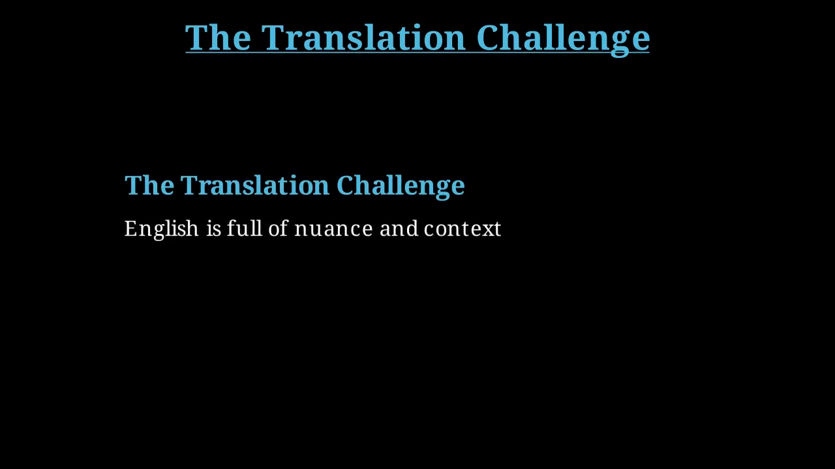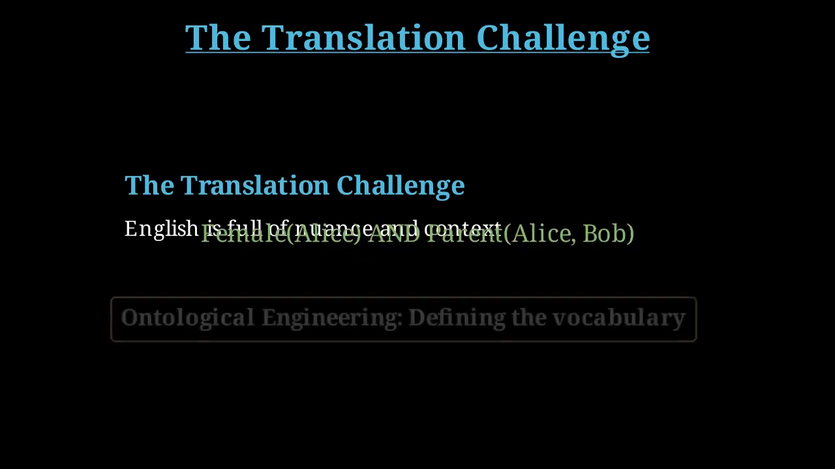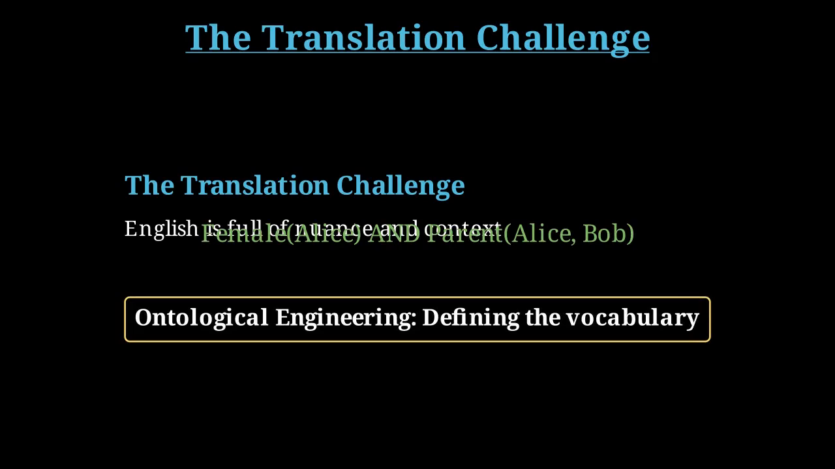Natural language is full of context, nuance, and ambiguity. When we say Alice is Bob's mother, humans instantly infer that Alice is female, Bob is her child, and Alice is older than Bob. An AI, however, starts with a blank slate. To make English machine-readable, we must translate it into first-order logic. This process is called ontological engineering.